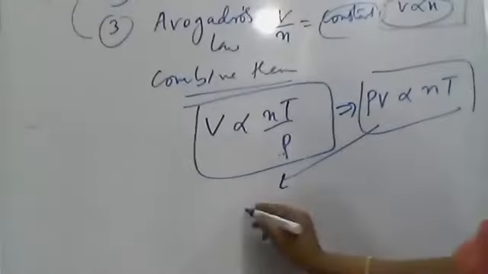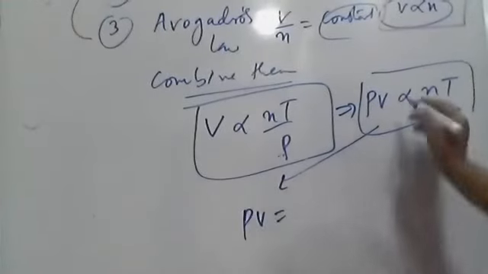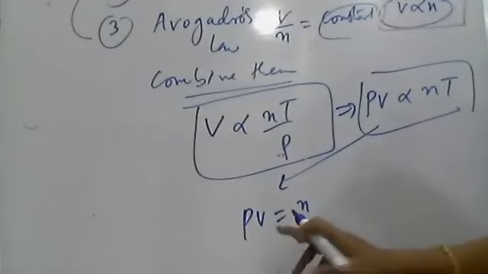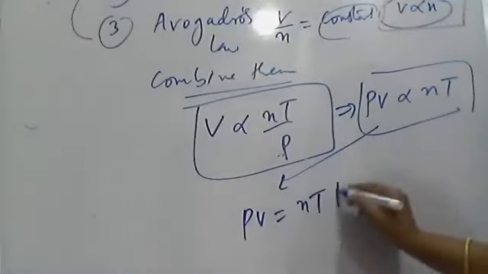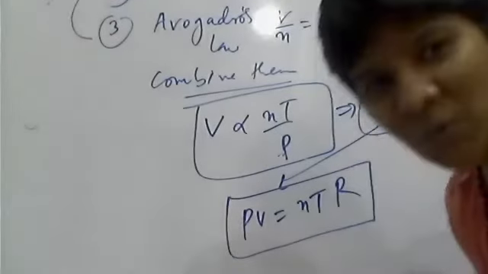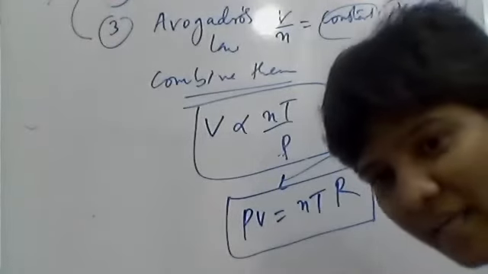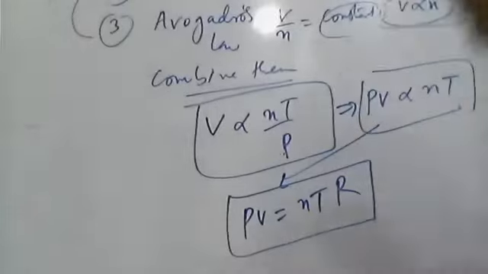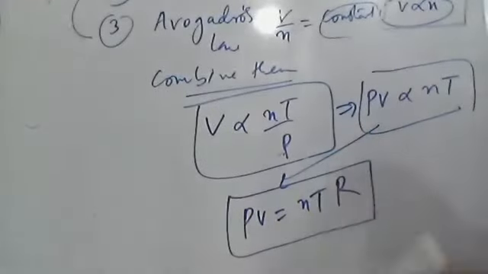Here, tell me who is there. PV is equal to... I replace this proportional sign with equal to. I'm putting R, NTR. Who came there? PV equal to NTR. Is that clear? PV equal to NTR, nothing but nRT.